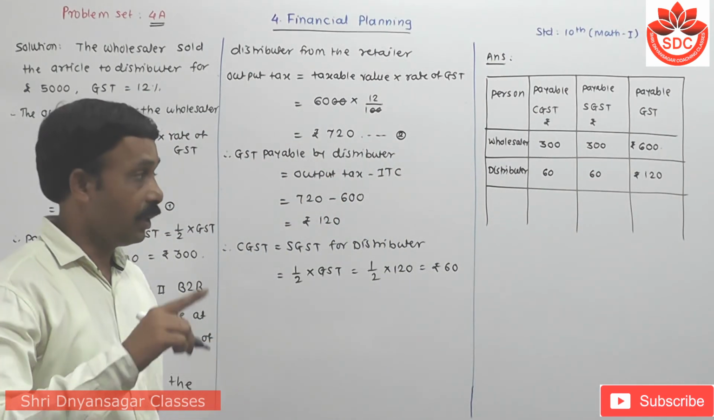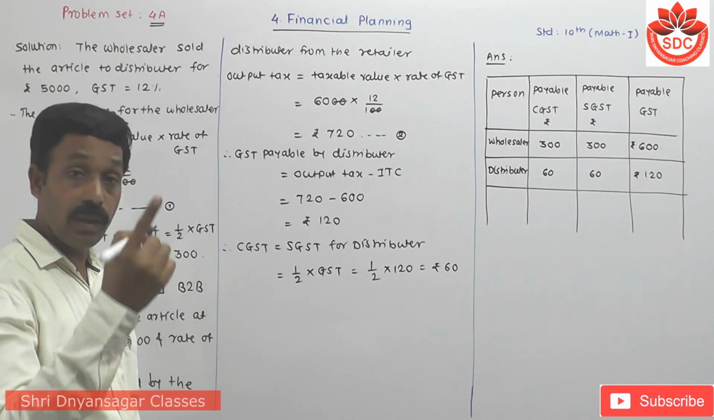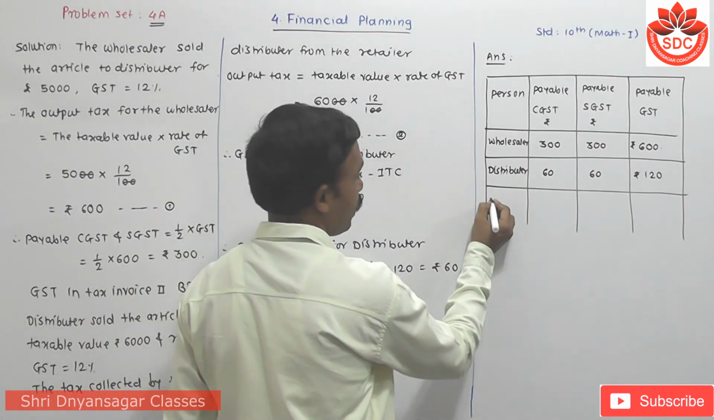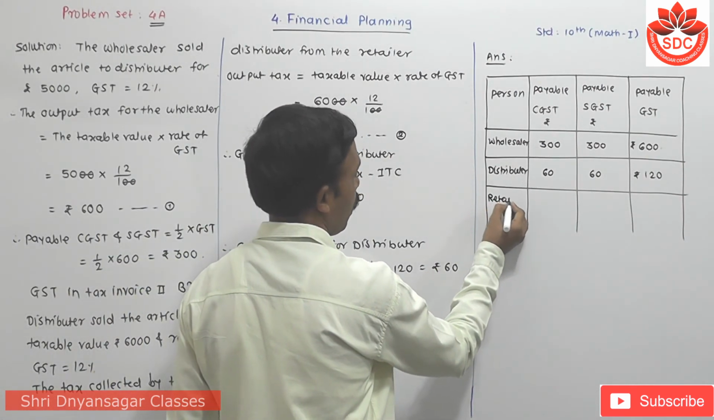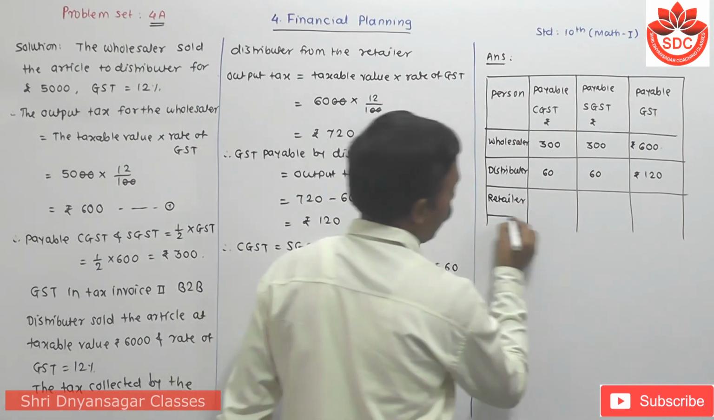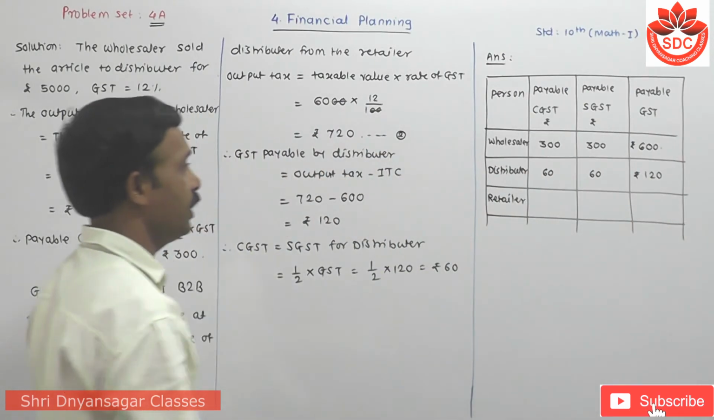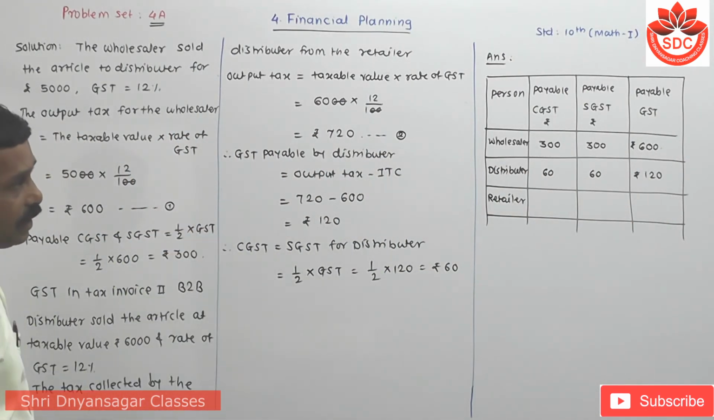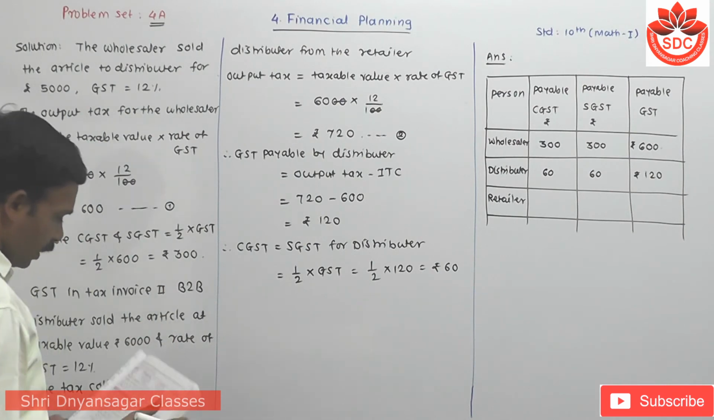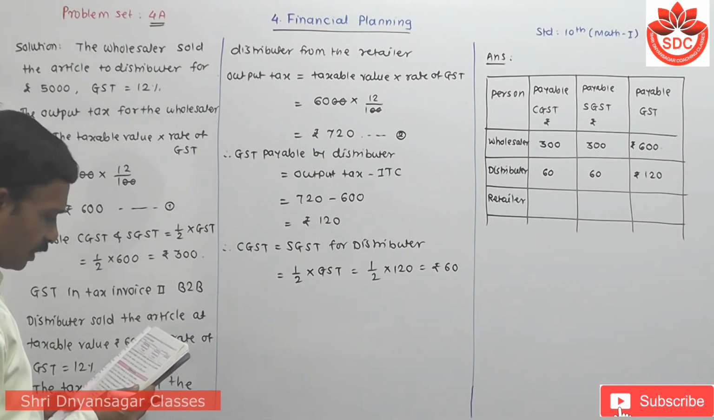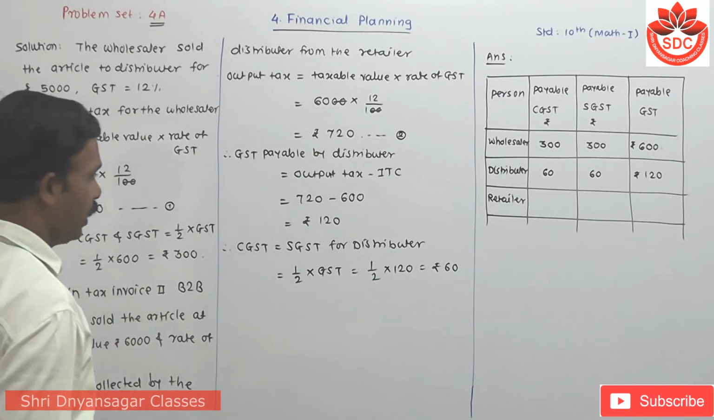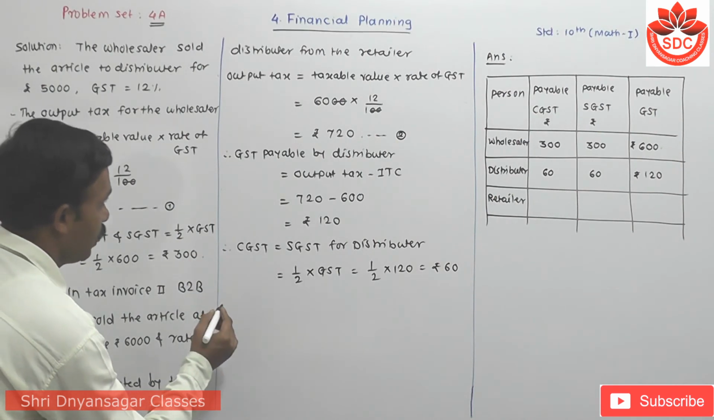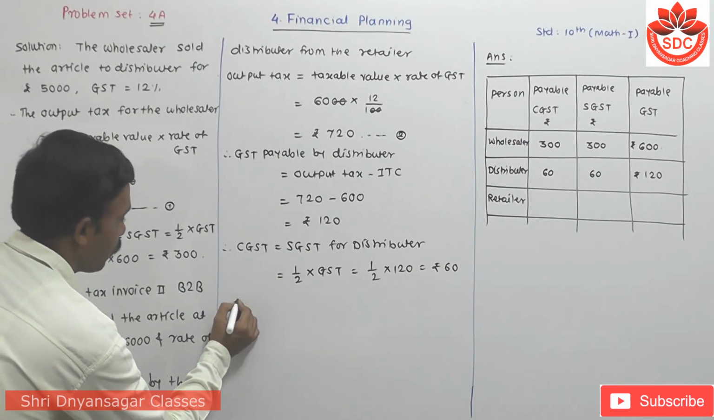Now the distributor sold it to the retailer. So the next one is the retailer. We also find out the payable GST and CGST and SGST for this retailer. Okay, then the next point, the third one, is the tax invoice third to the retailer, that means GST in tax invoice third.